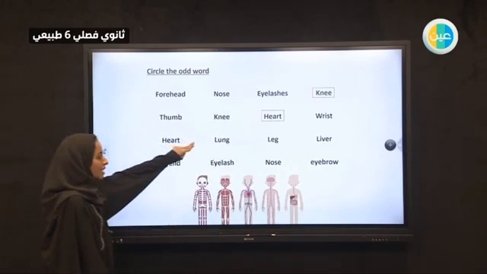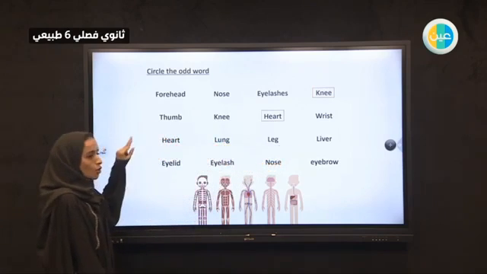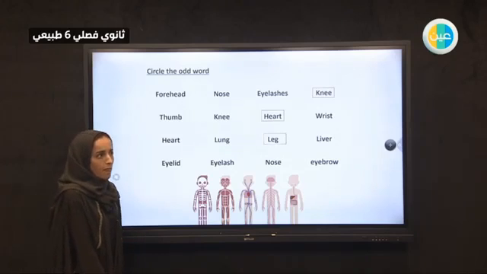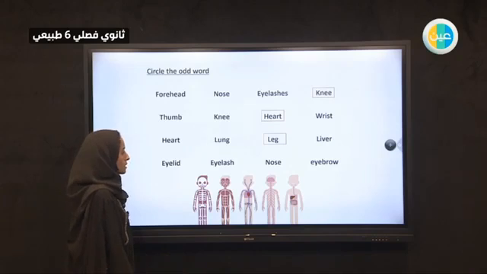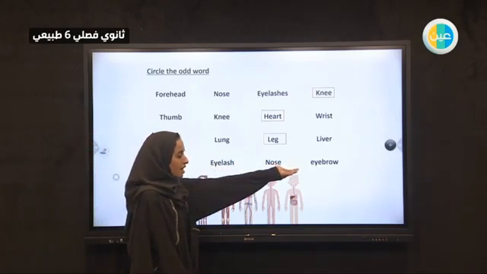Heart, lung, leg, and liver. Which one is different? All of them are organs within the body, but the leg is part of your lower body.